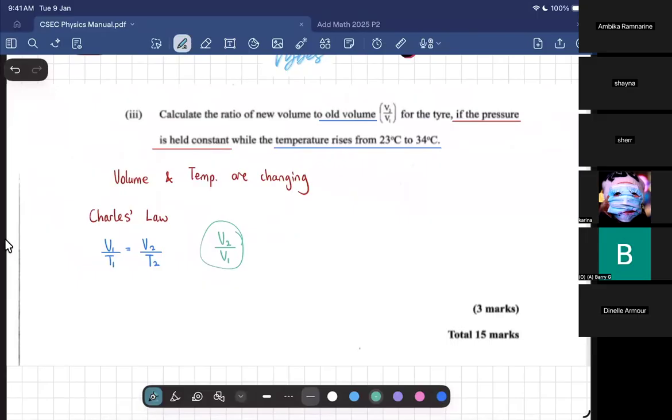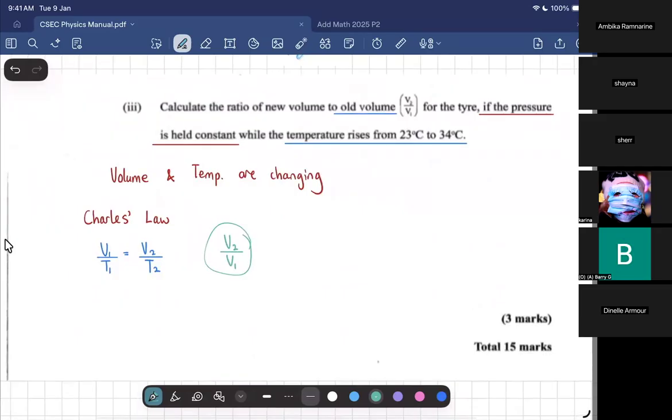I want to look at them before I talk. So we want to make V2 over V1 the subject of the formula.